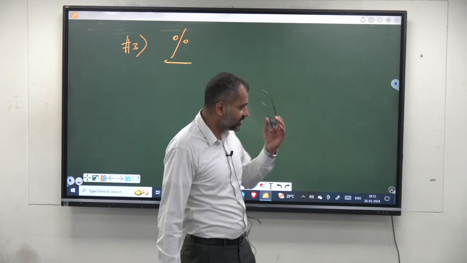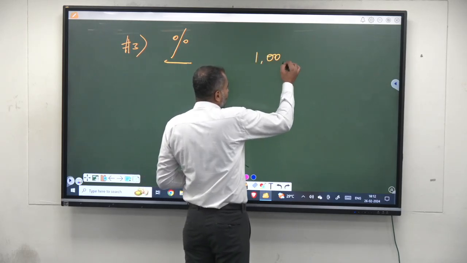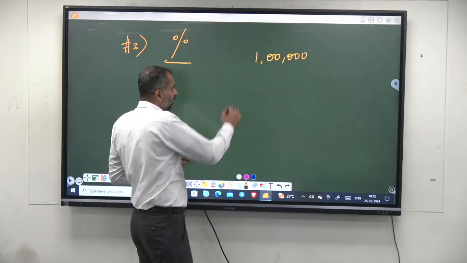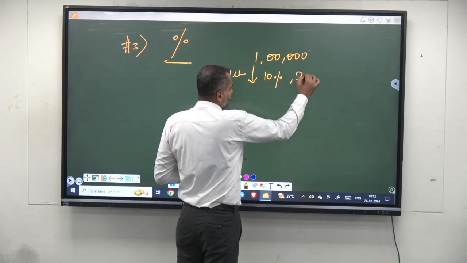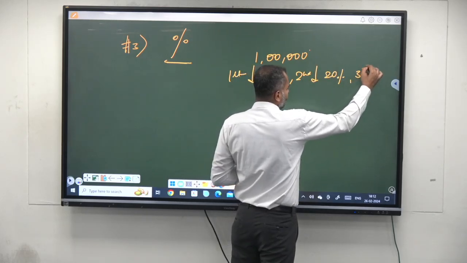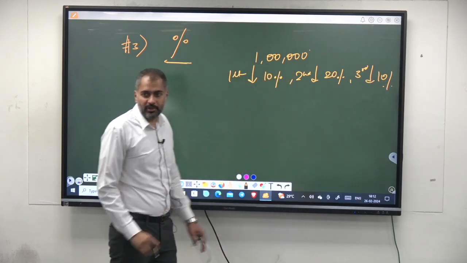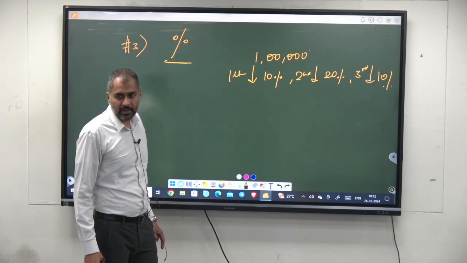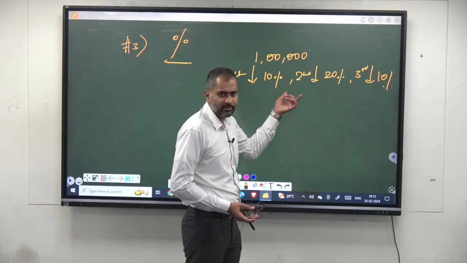Now if I say one question: 1 lakh is the population initially. First year it decreased by 10%, second year decreased by 20%, and third year also decreased by 10%. What is the end population? Okay, look here now. Generally, you can count this one because I have given a very simple basic question.